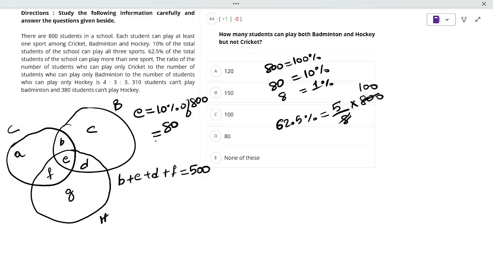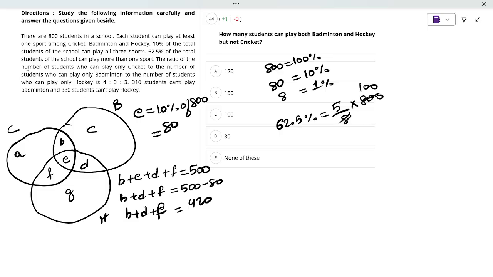Now we know the value of E. So B plus D plus F plus E is equal to 500, and E is 80. If we take it to the right hand side, then here we need to subtract 80. So B plus D plus F is equal to 420. Alright, that's the information given so far.